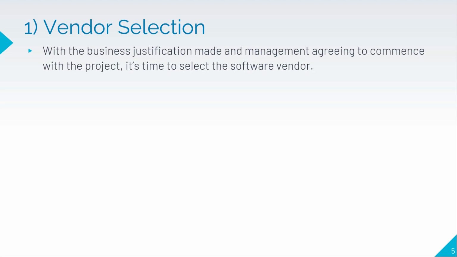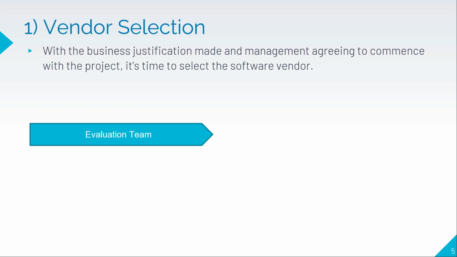So vendor selection, we will go through each process in depth in the coming slides. With the business justification made and management agreeing to commence with the project, it's time to select the software vendor. Here there are multiple companies, and they will bid to the sponsor. So assume that we are also one of them, bidding for one software product implementation. Let's see what processes are involved in that.